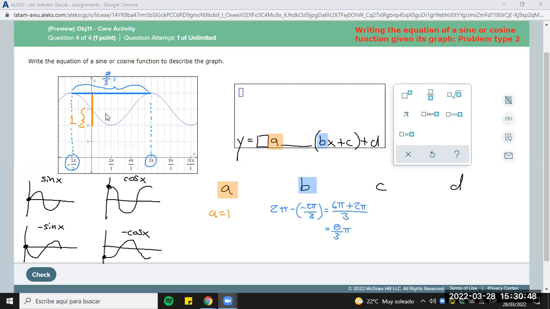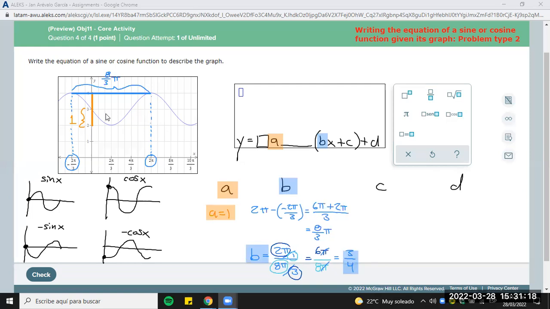But to calculate the value of B, you have to divide 2 pi by that distance. So 2 pi divided by 8/3 of pi, I'm making the numerator a fraction by dividing by 1. And after a sandwich, we will see that that equals 6 pi over 8 pi. Pi over pi equals 1. So we just have 3/4. That is the value of B.